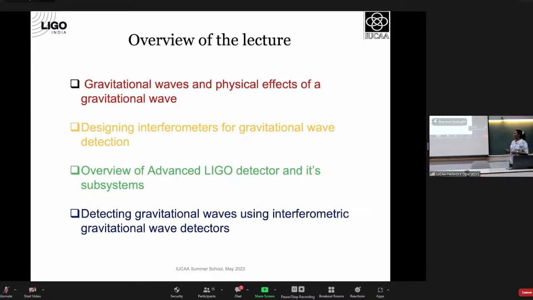So for that, first we'll have an overview of gravitational waves. I think Dr. Mitra has given you an overview already. But we'll talk about the physical effects of a gravitational wave, because only when you understand the physical effects of something will you be able to design a detector. If you don't know what something does to you, it's really not possible to probe it.